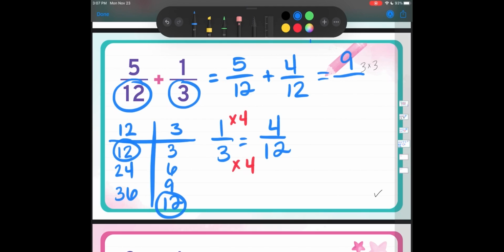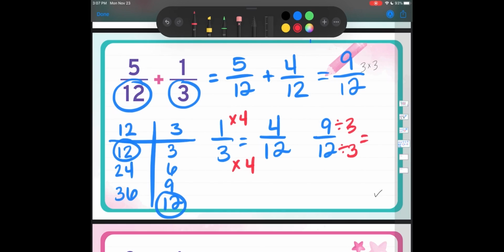And now we are ready to just add our numerators. So 5 plus 4 is 9. 12 is our denominator, so it ends up being 9/12. Now, can we simplify 9/12? Yes, right? Because 9 and 12 can both be divided by 3. So that's what we need to do to get our final answer.